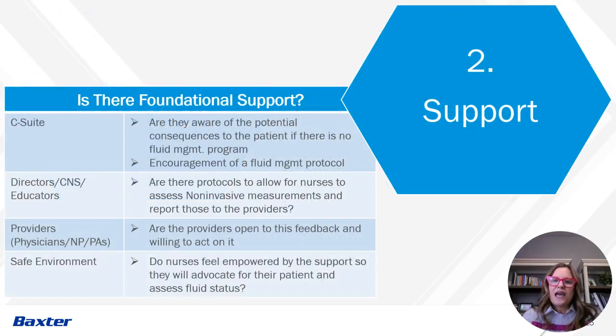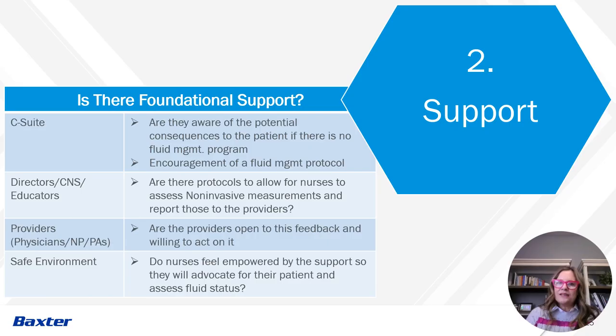Now, the second step would be support. Just like we saw in the Malbrain and also in Cotter's explanation, it's important that we have foundational support where people in the institution feel that support and feel like they can move forward. When I think of support, I think of the C-suite: your CMO, your CEO, your CNO, your CFO. Are they aware of the potential consequences if there is no fluid management program?